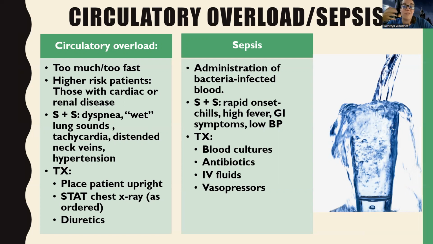So they're going to have signs of overload, like shortness of breath, wet lung sounds like those coarse crackles. Their heart rate can get fast. They can have distended neck veins or JVD. They also can have high blood pressure as well, all these signs of too much fluid. So for this patient, I want to place them upright so that they can breathe better. We're usually going to get a stat chest x-ray. Of course, it has to be ordered. We're going to take a look and see what's going on in their lungs. And a lot of times they're going to need diuretics.